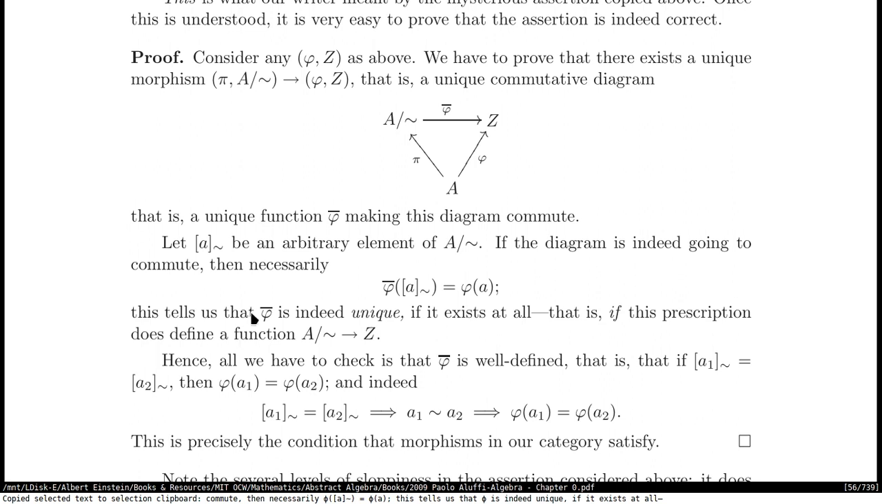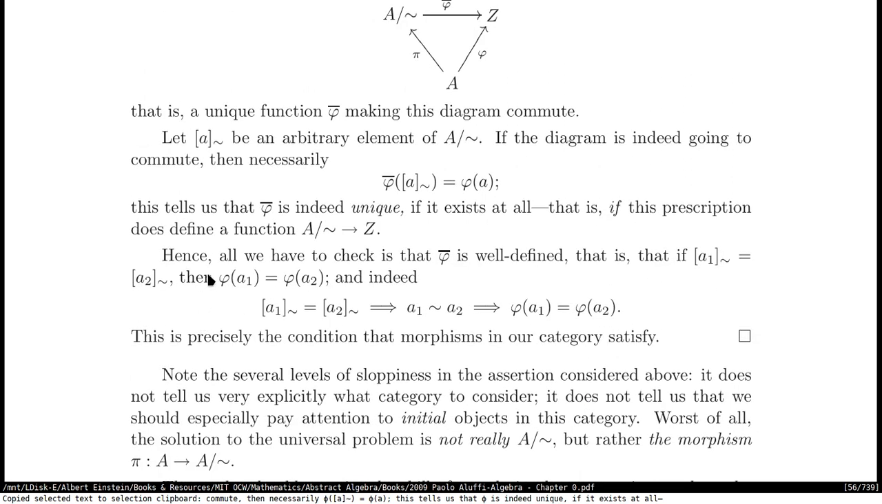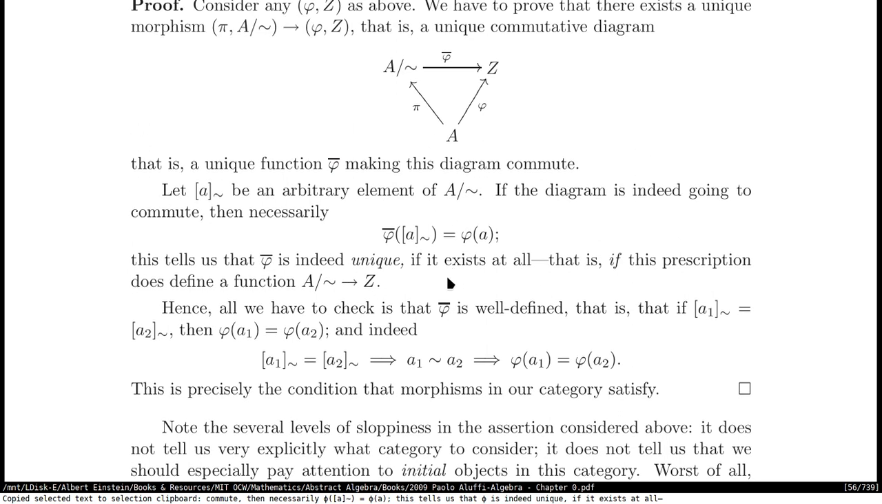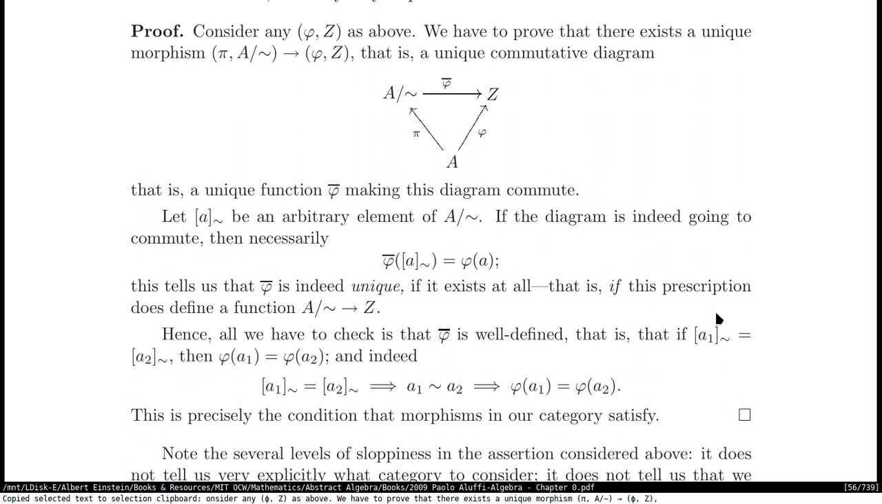Okay, so now we have to show that this phi bar actually exists, that it is well defined, and if we can show that, we're done. So to show that phi bar is well defined between these two objects, you have to show that if two elements A1 and A2, remember, these are equivalence classes, from the equivalence relation, are the same, then their images phi A1 and phi A2 are the same. That works because if the equivalence classes of two elements are the same, then the elements themselves are equivalent under the relation. Then that implies phi of A1 is equal to phi of A2.